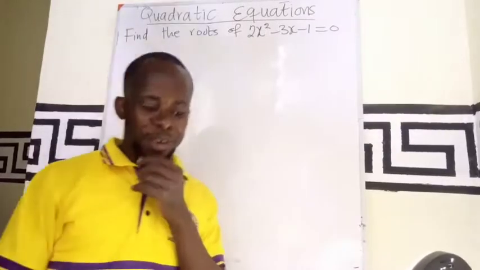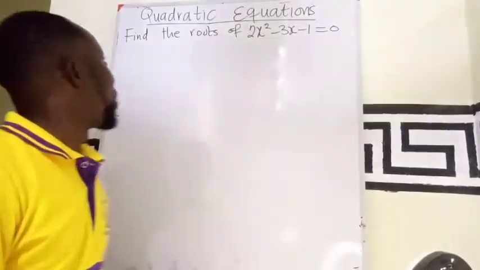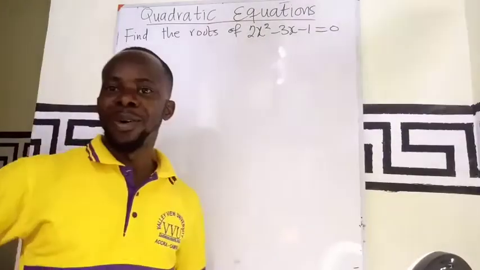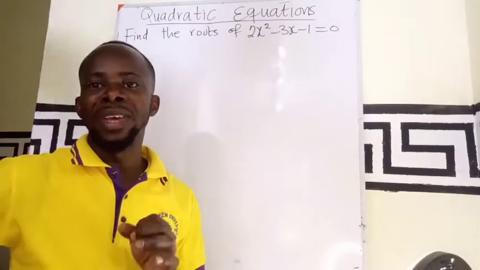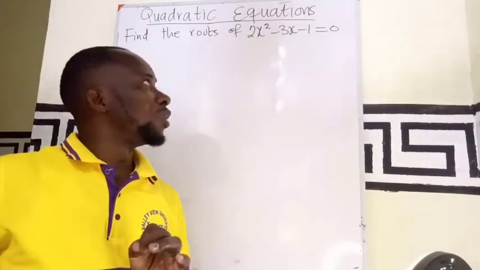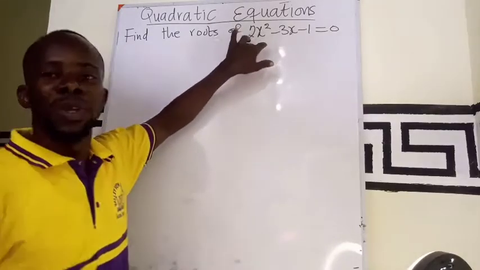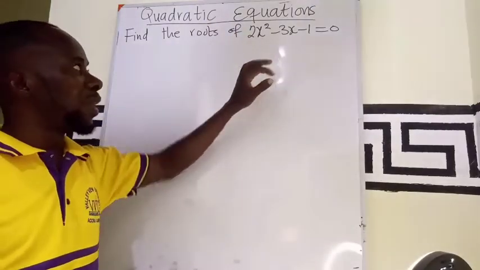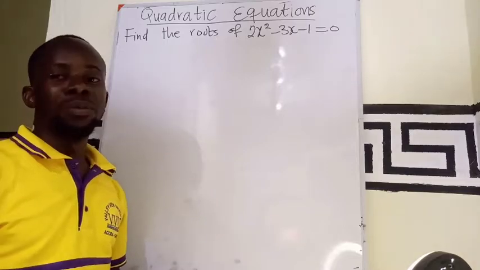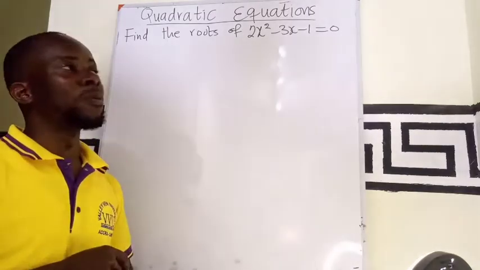Hi there, you're welcome. We want to take a question on the quadratic equation. We want to find the root of this equation: 2x squared minus 3x minus 1 equals 0.